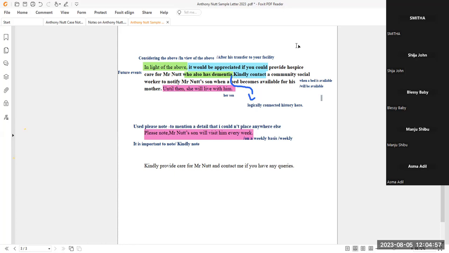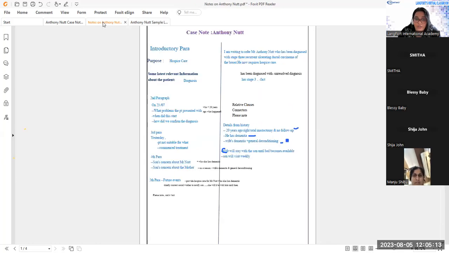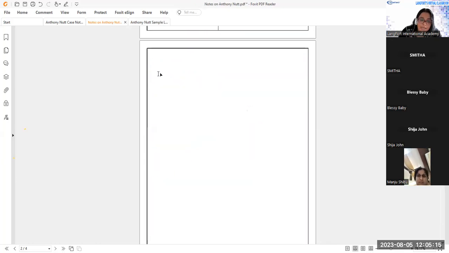Anything else? Blessy, Manju, Asma? Okay, let me tell you one thing. Right now, things will make sense to you. Later on, you should be able to understand it. So please later on go through everything the same way that we discussed. And if you have any questions, get back to me. So let's discuss one more thing, then let's wrap it up. How did we approach today's case note? So today we did not have a first paragraph.